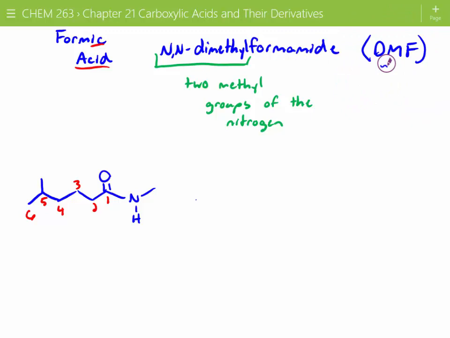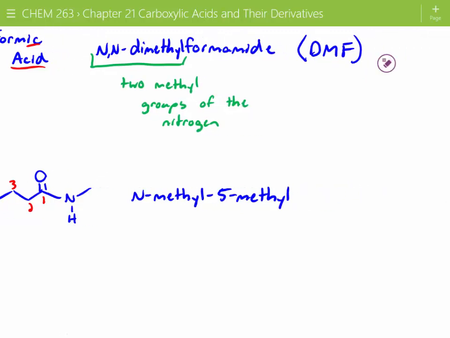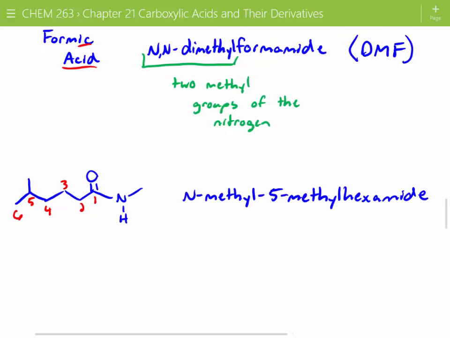So this one would be N-methyl, 5-methyl, hexamide. So it's kind of a mouthful, but the 5-methyl refers to the methyl group coming off of the chain. The N-methyl refers to the methyl group coming off of the nitrogen. And so that's why we have the N designation now: we want to designate the substituents coming off the nitrogen versus the parent chain.